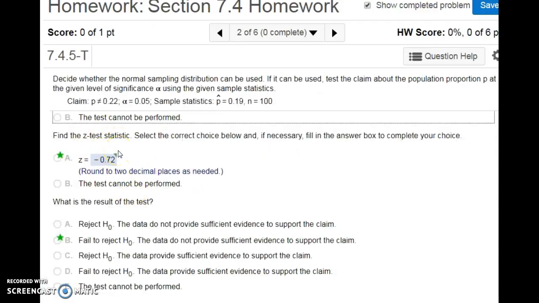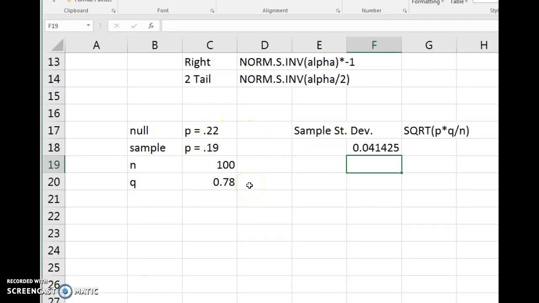And now to find the test statistic, I just need to look at my sample and see how far away it was from the null hypothesis that we were assuming. And so we can actually go into Excel here to solve this. All the values from the problem are here. We know our null hypothesis is that the population proportion is 0.22. This is what our sample came back as, and we had a sample size of 100. Now Q is 1 minus what our population proportion is stated as, so 1 minus 0.22.